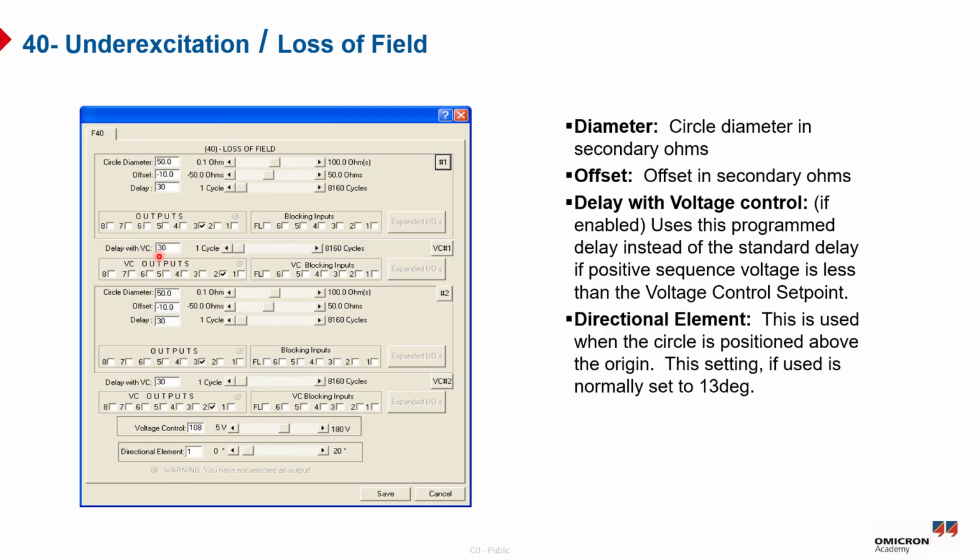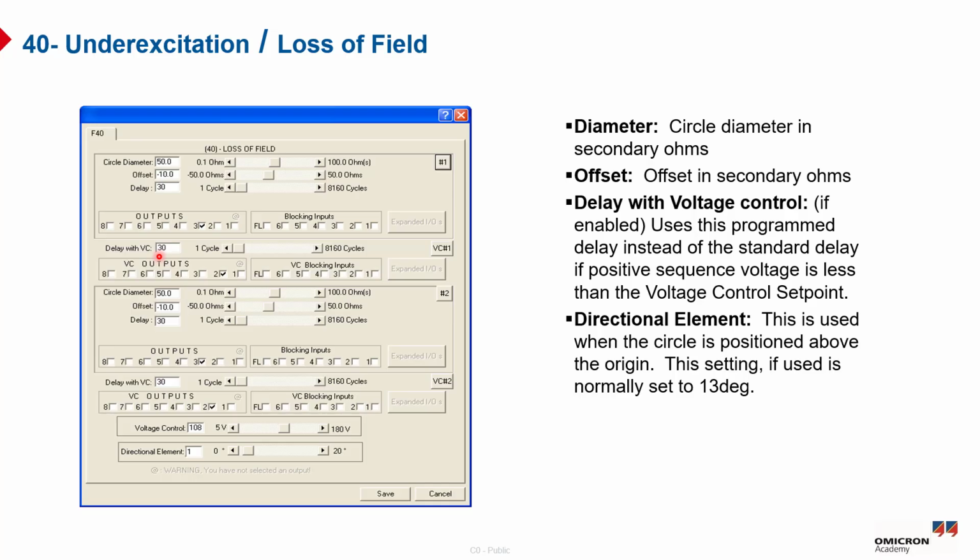So in loss of field protection using the distance or the admittance characteristic, there are several key settings that define the relay behavior. One of them is the diameter. The diameter represents the size of the circular characteristic in secondary ohms, determining how much impedance area is covered. Also, we have the offset, which defines how far this circle is shifted from the origin, also in secondary ohms, allowing coordination with the generator reactance and stability limits and avoiding misoperation.